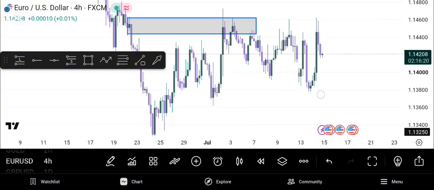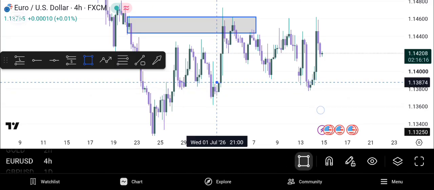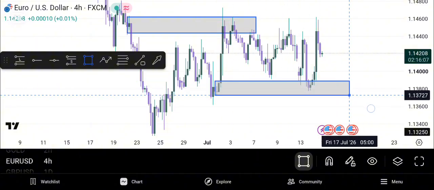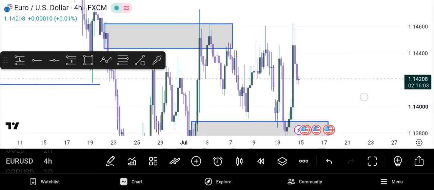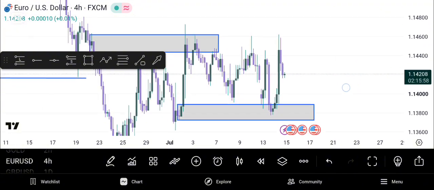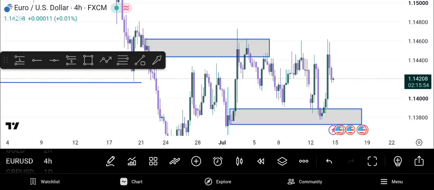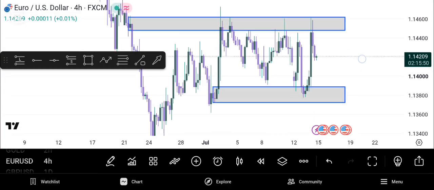What price did is price reacted again from a demand zone or an order block right here. Let me mark that out. Price currently just reacted from an order block just there, right? And we know that we are expecting price to actually buy to a higher level. We're expecting price to buy to higher levels. So price has mitigated this level and also mitigated this level.